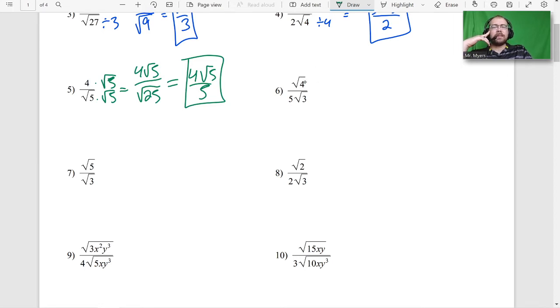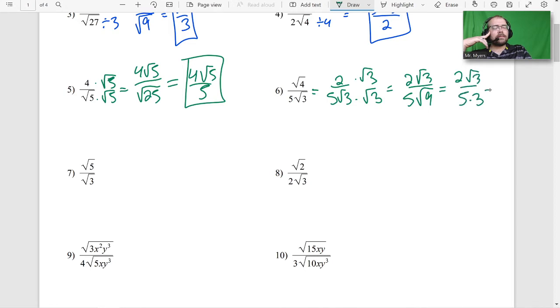Over here, we can simplify this a little bit. The square root of 4 is 2. So I'm going to start by simplifying that a little bit. 5 root 3. Can't really divide. 2 and 5, they don't divide. So I just times by the square root of 3. So then I have 2 root 3. 3 times 3 is 9. Square root of 9 is 3. So then I have 15.